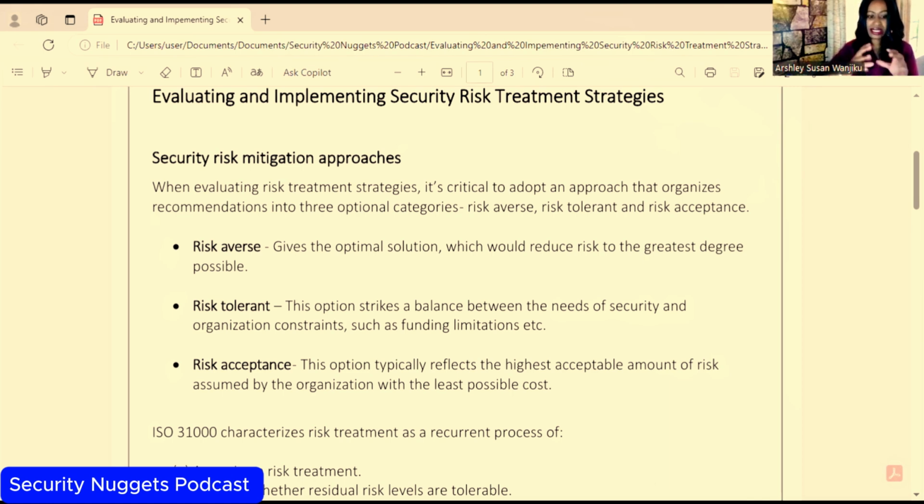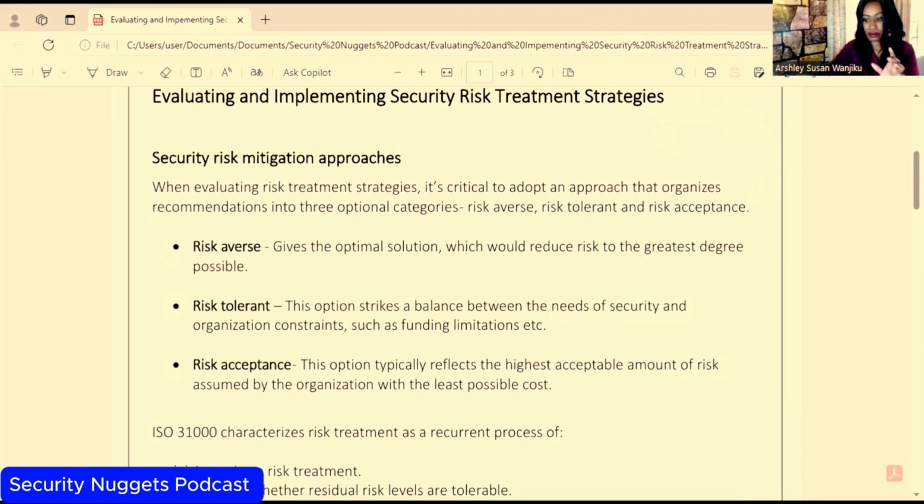Okay? So in this case, you will choose to accept those risks in this phase of evaluating and implementing security risk treatment strategies, okay? So that is another approach that you need to be considering when you're looking at those mitigation strategies. So these three approaches are important: the risk-averse approach, the risk-tolerant approach, and the risk acceptance approach, okay?